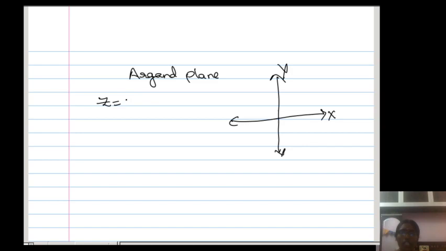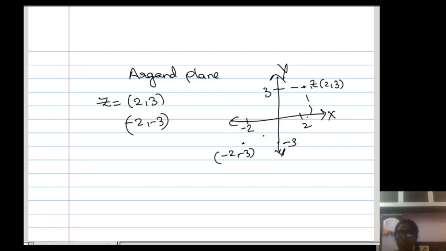So the representation of a complex number, everybody knows. For example, z is equal to (2, 3) means what? The x coordinate is 2, the y coordinate is 3, then the location of z = (2, 3) is like this. If it is (-2, -3), how do we locate it? It is x negative, y negative. So the point is located like this, (-2, -3).